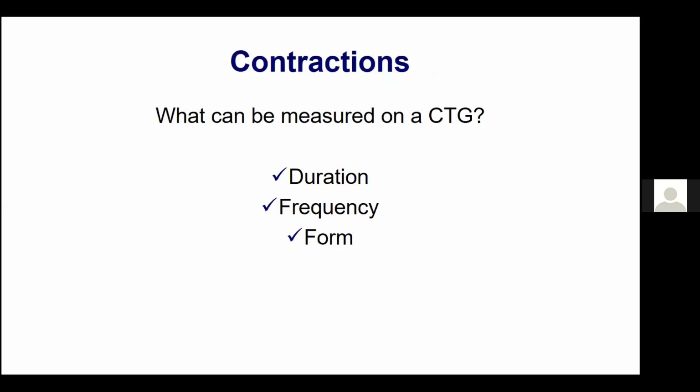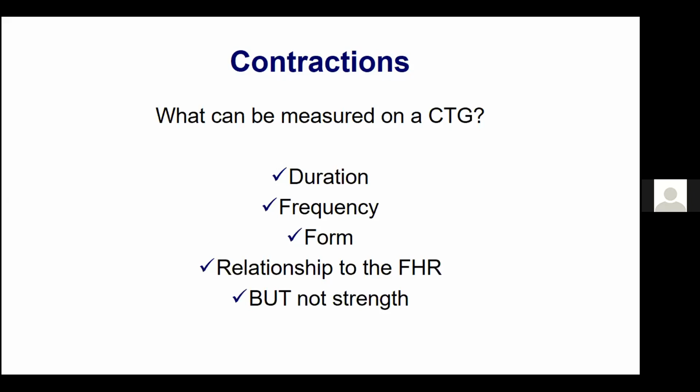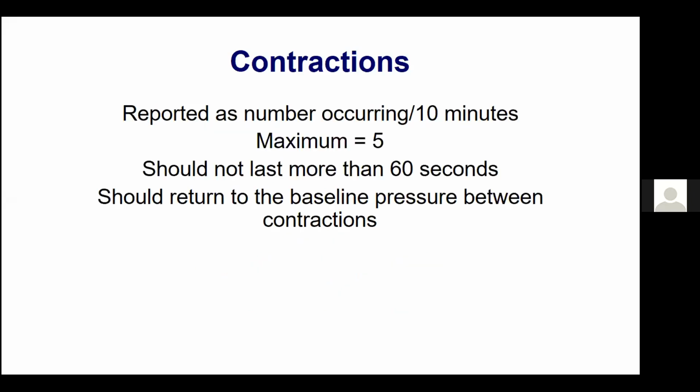Okay, now contractions. We've talked about contractions: duration, frequency, form, relationship to heart rate. A lot of people like to think that when you see a high peak on the tocograph there's strength, but the CTG cannot measure the strength of any contractions. What we are concerned about is the number of contractions occurring over 10 minutes. So the maximum number of contractions should be 5, and they should not last more than 60 seconds. Remember, as medical students, we all used to palpate the contractions and we would say up to 20 to 40 seconds, and then 40 to 60. But we didn't have contractions that were more than 60 seconds. So it's the same thing. Every contraction should last within that 60 seconds.